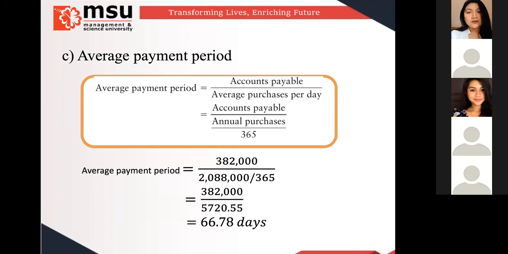In average collection period, we want to look into how fast the client will pay you cash. Now, in average payment period, we want to look into our ability to pay our supplier. How fast is our company able to pay the supplier? So this example is how to calculate average payment period: account payable divided by average purchases per day.